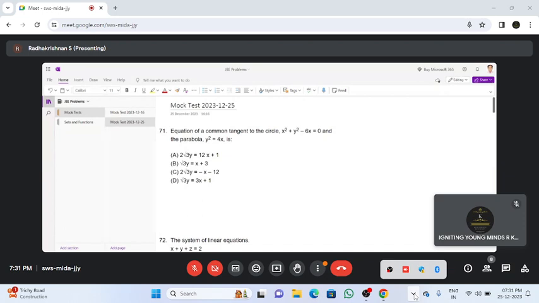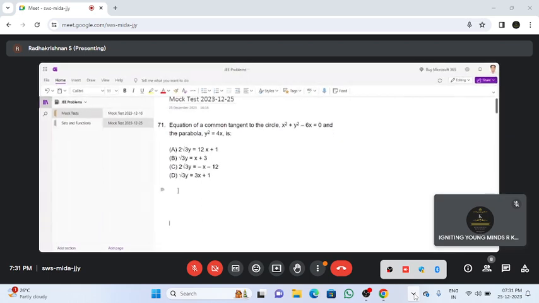Okay, good. So this is the 71st problem. In this problem, the question is: equation of a common tangent to the circle x squared plus y squared minus 6x equal to 0 and the parabola y squared equal to 4x. So what is the equation of the common tangent to these two curves?